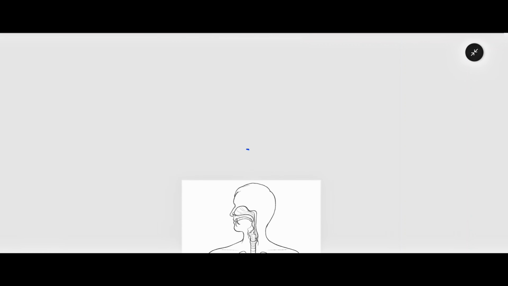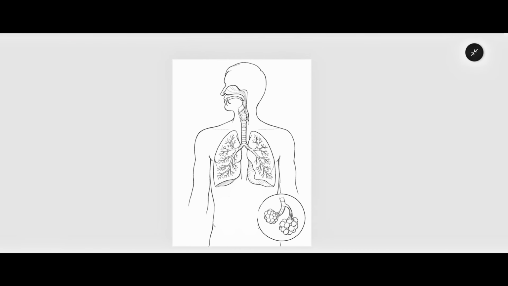Now let's break down the structure and function of the respiratory system. So we have our nice little diagram here. We're going to label it with each of the structures you need to know. So firstly, we've got the pharynx, which is in your throat region, and the pharynx produces a shared pathway for air and also for food that is moving down from the nose or mouth area.